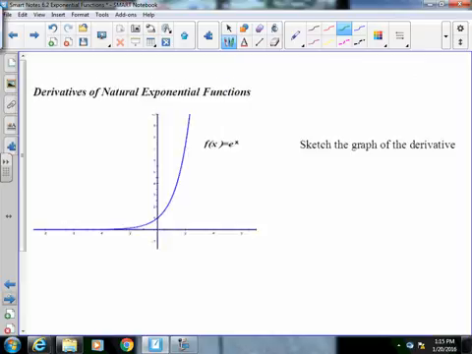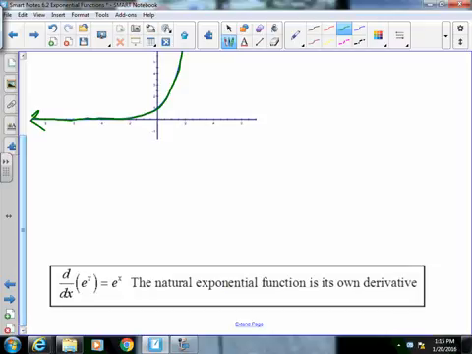Now, derivatives of natural exponential functions. If I were to sketch the derivative of this function, think slope. So over here, I have small positive slopes, and then I have bigger positive slopes, and then bigger and bigger positive slopes. And you'll notice that my derivative is identical to my original equation, which tells us that the derivative of e to the x is itself, e to the x. Derivative of e to the x is e to the x.